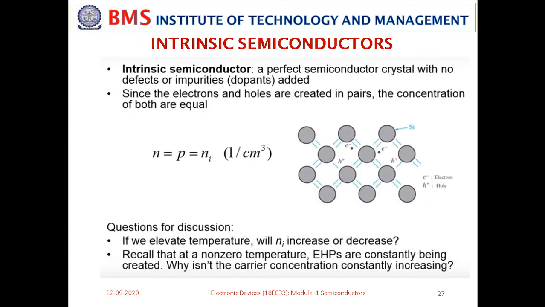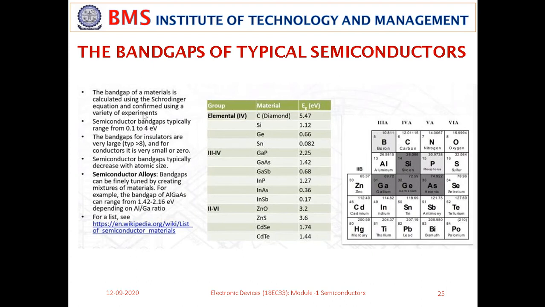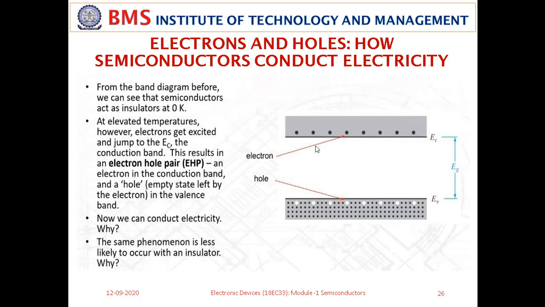Previously we showed that, right? For gallium arsenide it is going to be 1.42 electron volt. So this is gallium arsenide, and look at silicon, it is 1.12, and germanium you can see is 0.66 electron volt. Okay.